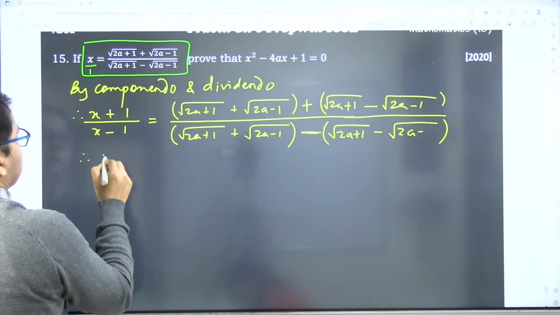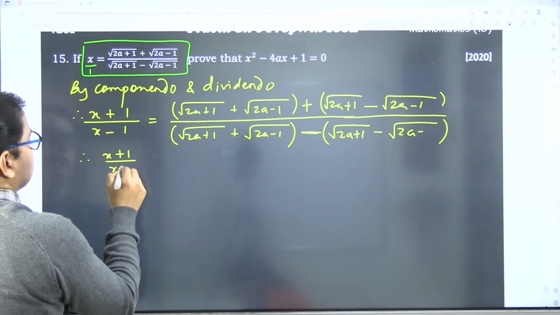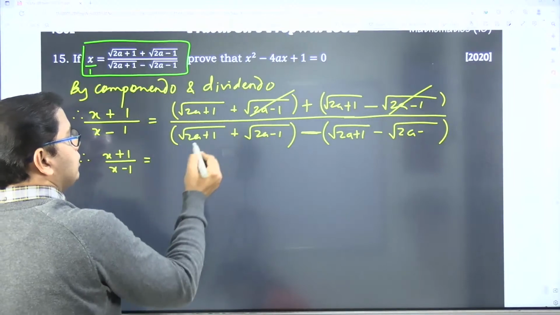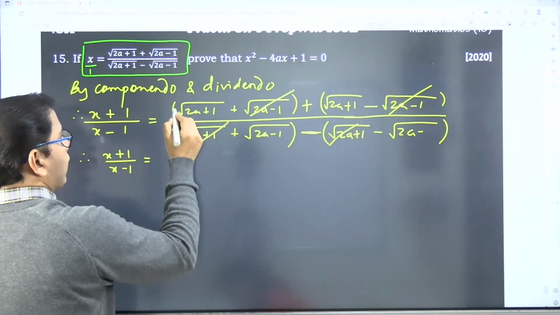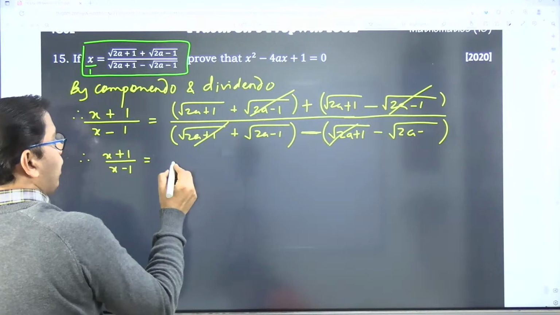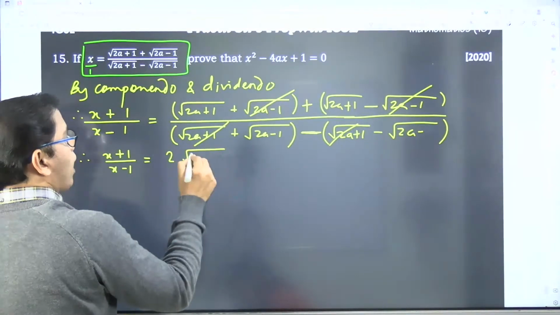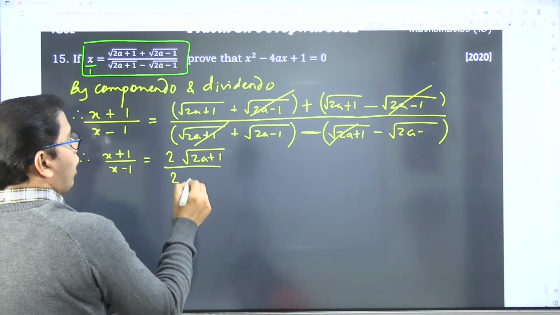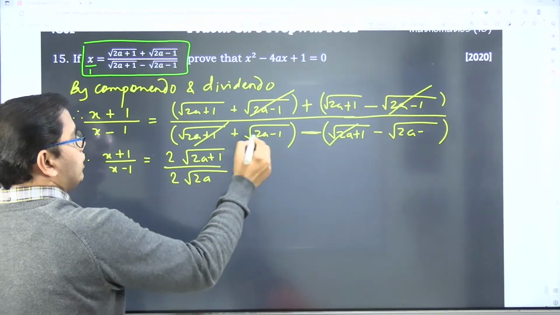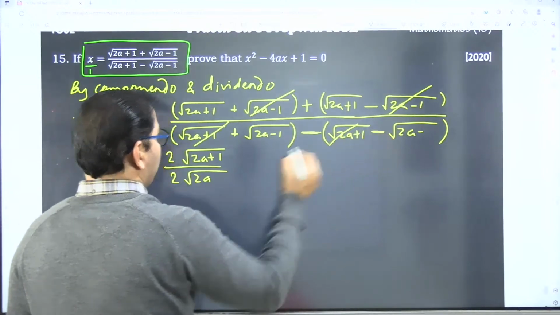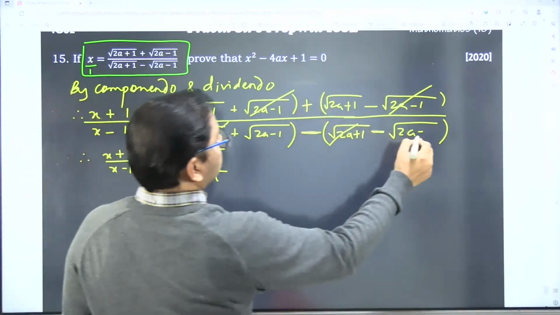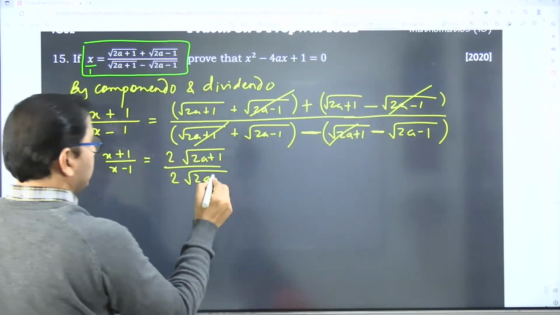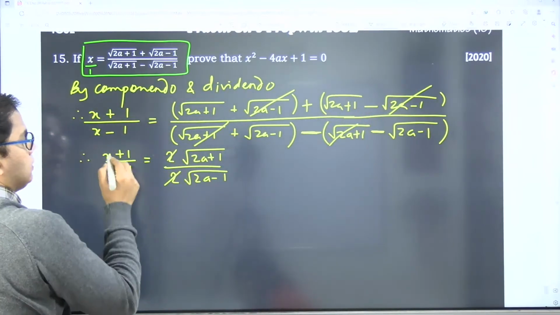So this is what? x plus 1 upon x minus 1 is equal to what? This plus and minus got cancelled. This plus and this minus got cancelled. Under root 2a plus 1 plus under root 2a plus 1 is twice under root 2a plus 1. And this is twice under root 2a minus 1. Now this minus and minus will become plus. What minus? Minus 1. Not plus, it is minus 1. 2 and 2 got cancelled.